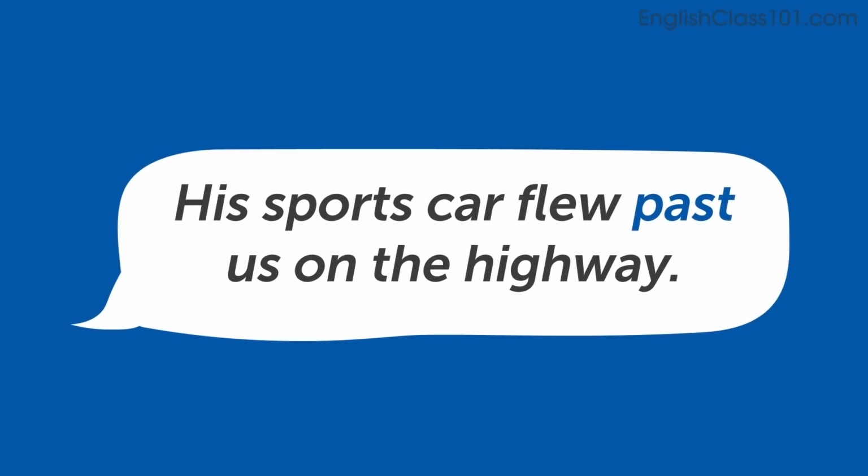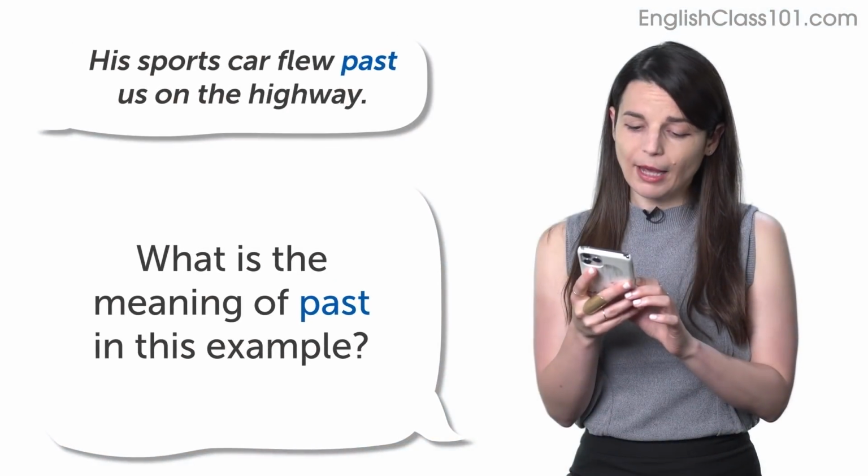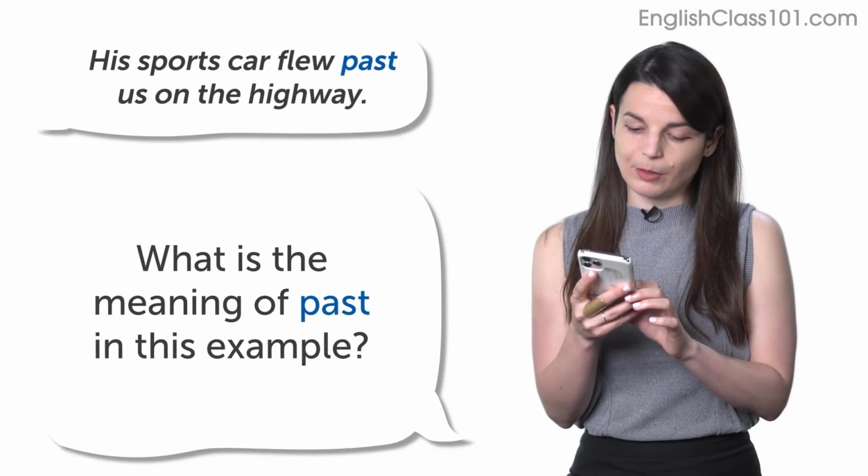Next question comes from Taufik Saeed. Hi, Taufik. I hope I said your name right. Taufik says, his sports car flew past us on the highway. What is the meaning of past in this example? Please explain with some examples.